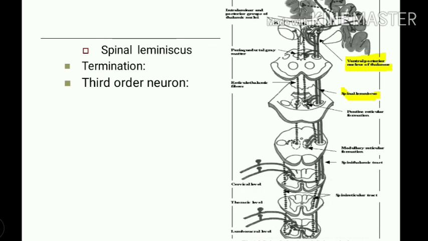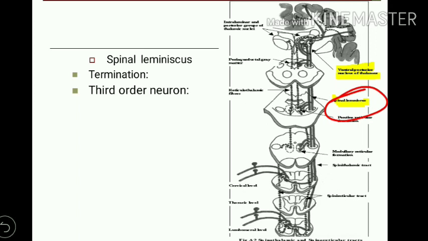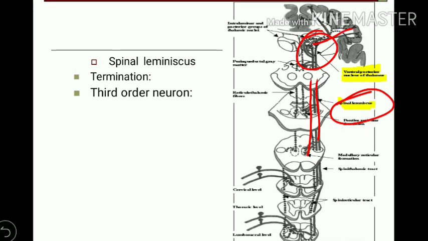The lateral spinothalamic tract along with the anterior spinothalamic tract forms the spinal lemniscus in the brain stem. You can see these two tracts, one anterior spinothalamic and the other lateral spinothalamic. They ascend through the midbrain, pons and medulla and form a lemniscus known as the spinal lemniscus. The lateral spinothalamic tract also ends in the same ventro-posterolateral nucleus of the thalamus, from which third order neurons arise and end in the sensory cortex.